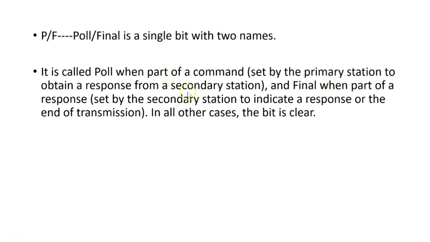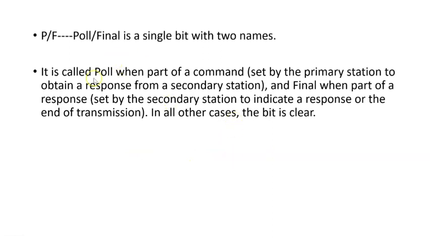Now, it is called final when it is part of a response. Consider that the secondary station is indicating a response to the primary station. Then it is a part of response, and then it is called final. So final, when it is part of a response, is set by the secondary station to indicate response or end of transmission. Consider that there are two stations, a primary station and a secondary station sending data to each other. The primary station is sending the data, the secondary station is receiving the data.